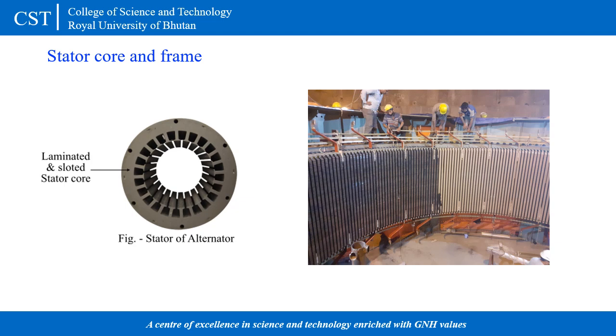So here's the diagram of the stator core in stator frame. This is the real life picture of stator frame. And here we can see the stator core, and this space between here is where the armature winding is done. These are the slots.